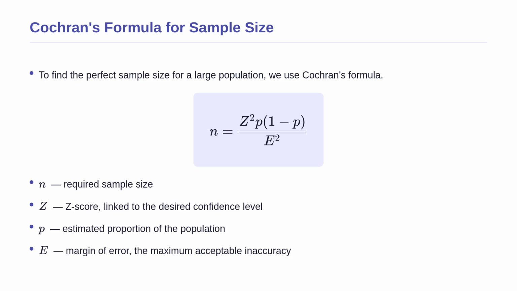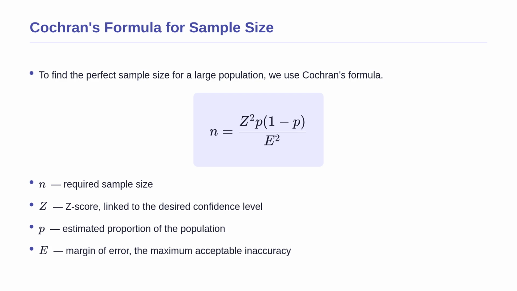To calculate this exact balance mathematically, researchers use Cochrane's formula for sample size, which you see on screen. Let us break down what each symbol means. The variable n represents the required sample size we are trying to find. The symbol z represents the z-score, which is a statistical value tied to how confident we want to be.